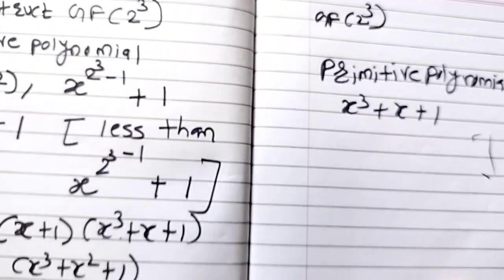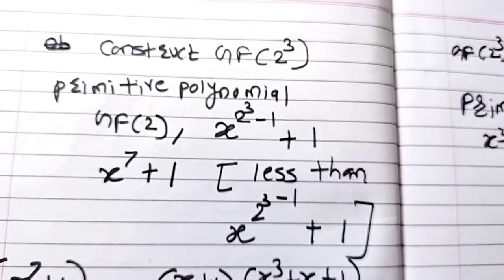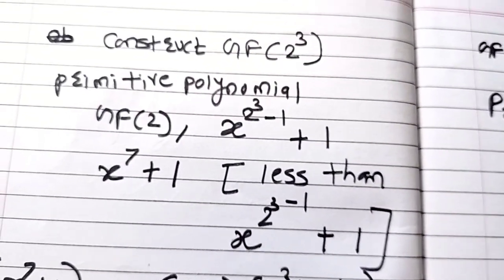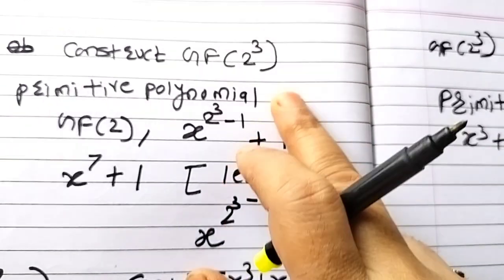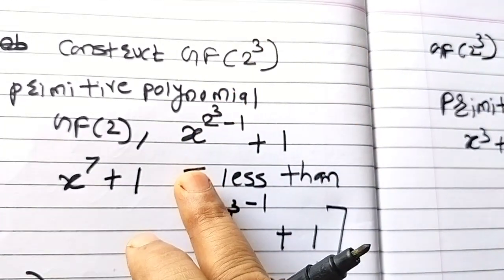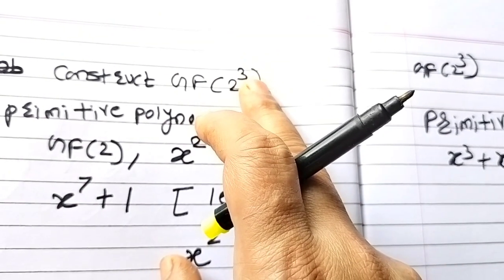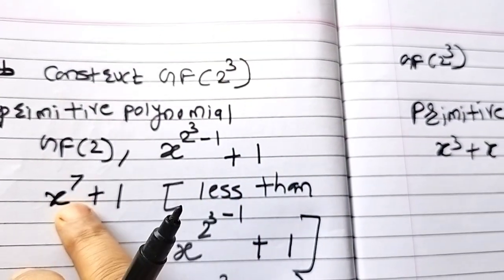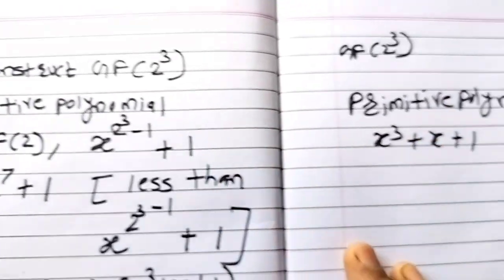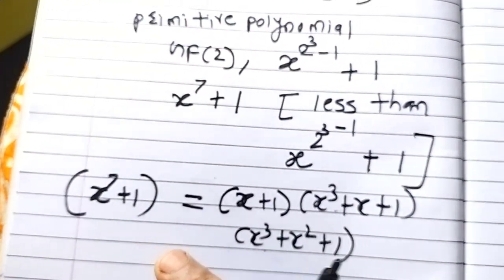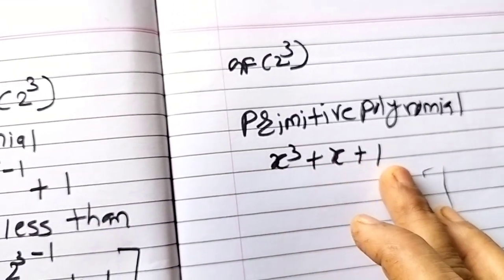Once again I repeat what I have told. We have to construct Galois field 2 raised to 3. For that we require a primitive polynomial. The primitive polynomial should have degree 3, and it should be a factor of x raised to 7 plus 1. For that you need to factorize x raised to 7 plus 1. So we have selected this one.